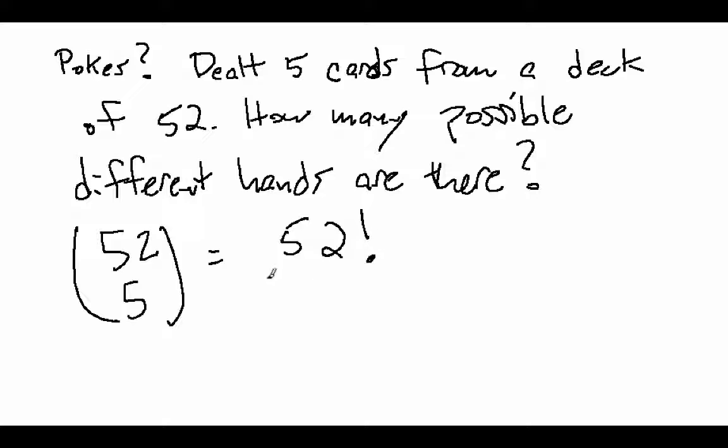52 factorial over 5 factorial times 52 minus 5, which is 47 factorial. So that's a pretty big number.